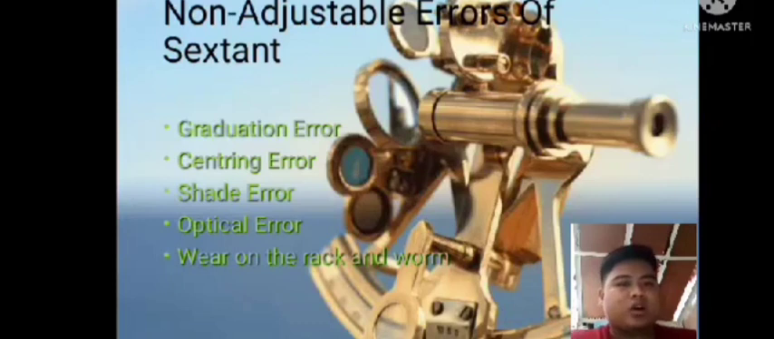Fourth is the optical errors. These may be caused by prismatic errors of the mirrors or aberration of the telescope lenses.